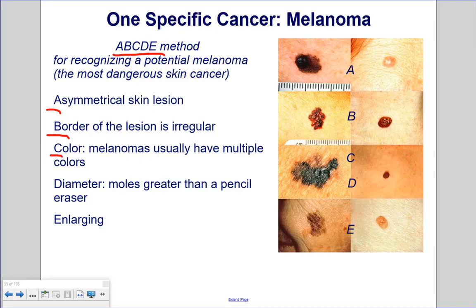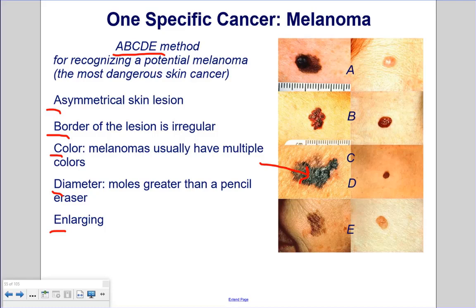Melanomas usually have multiple colors and not just brown. As we can see in this diagram here, part C, there's a little bit of green in there as well. D, diameter. If the mole is greater than the head of a pencil eraser, a couple millimeters in diameter, it could possibly be a melanoma. And E, enlarging or evolving, changing over time.